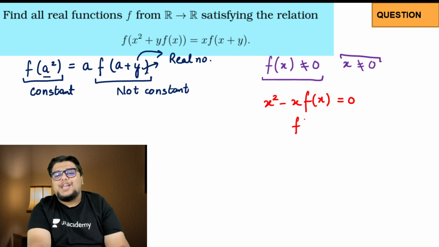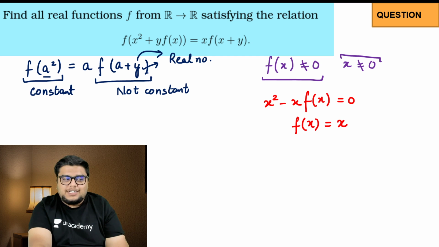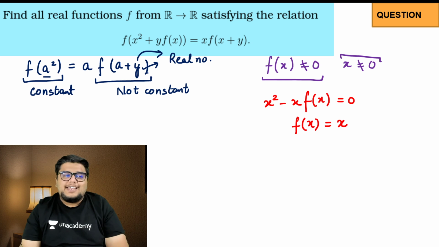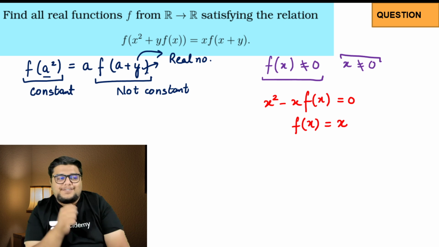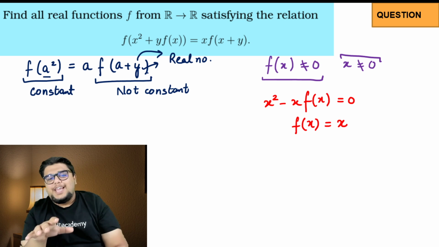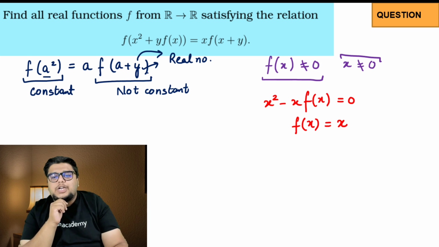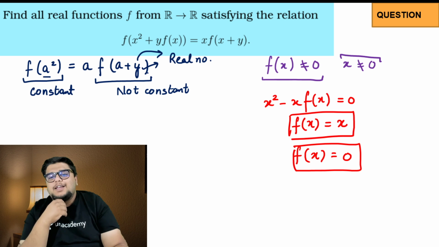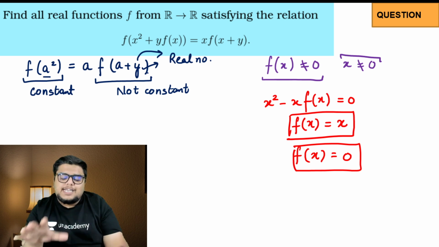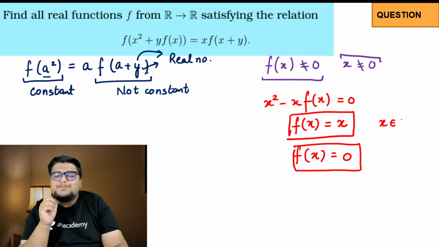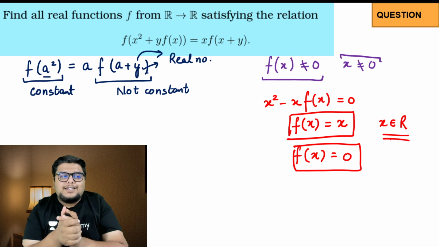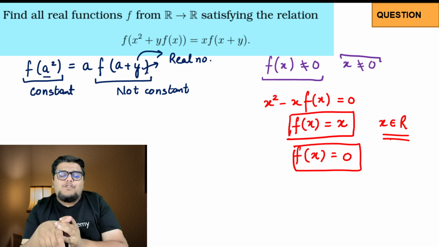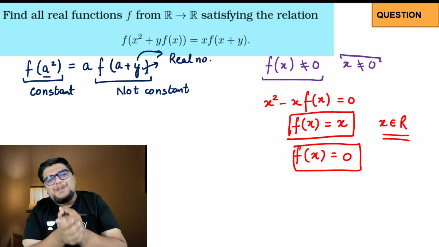If you simplify this, you will get the function as x. And this is basically how you can solve it. Kind of elegant, kind of unique. So we got two solutions. One solution is the 0 function, the 0 constant function. Or it could be a linear function, which is x for all values of x belonging to real numbers. So that is my solution of this functional equation problem, a very beautiful problem.